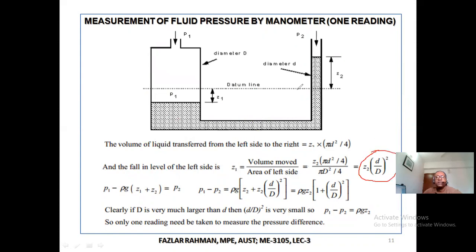Now you see the diameter of this one is very small. So the ratio of d by D will be very small, and then when you square it, again it will be small. So we can neglect this ratio. We can say Z1 will be almost equal to Z2 in that case. But right now we are not applying that rule. We are saying Z1 will be this much, d by D whole square into Z2.